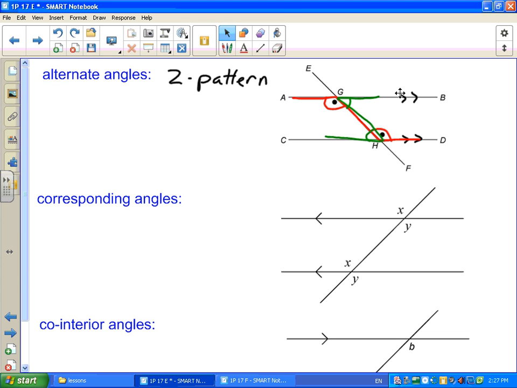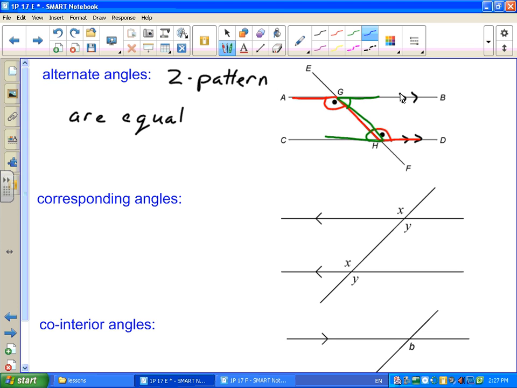These are called alternate angles, and alternate angles are always equal. So that means if this one under here is 40 degrees, this one down here is 40 degrees as well. Okay? So if they give you one of these, you know immediately what the other one is.